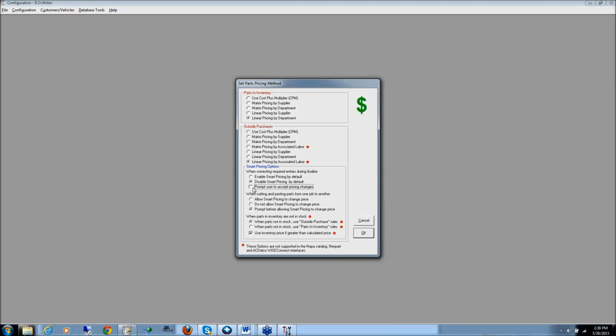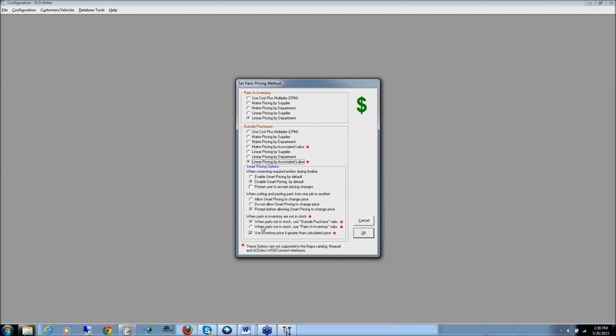If you're going to enable it, I would suggest you prompt, only because that way, as you're going through the finalize piece, you would know why the system changed the price if the price did get changed through smart pricing. When cutting and pasting parts from one job to another, you'll notice that these options are only available as we're using linear pricing by associated labor. We added a part onto a ticket and it was assigned to install brake pads, and then we moved it to install brake rotors. If those 2 jobs had different pricing rules, should we change the selling price of the part, or leave the price where it was as we first added it through whatever catalog we added it on?